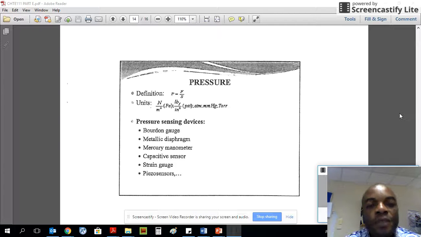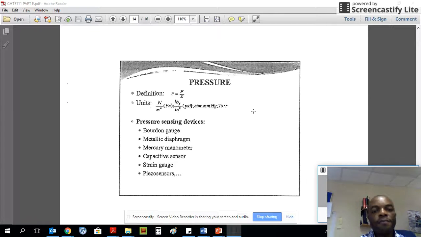Different units can be used. You are familiar with those units. This includes Newton per meter squared, which is equivalent to Pascal. You have the second unit in American engineering unit, pound force per inch squared. You must be familiar with the abbreviation PSI or psi, which stands for pound per square inch. ATM for atmosphere and millimeter of mercury, as well as tertiary.